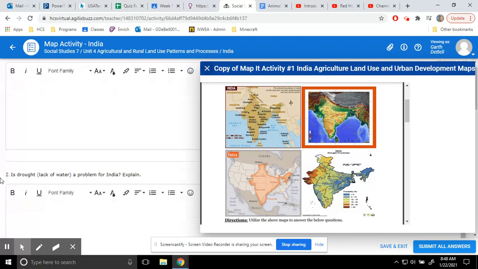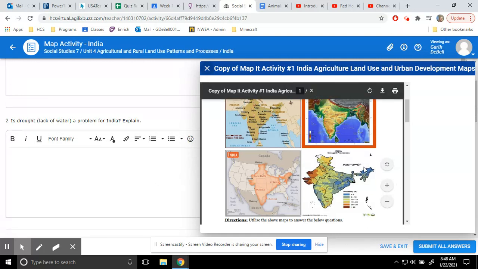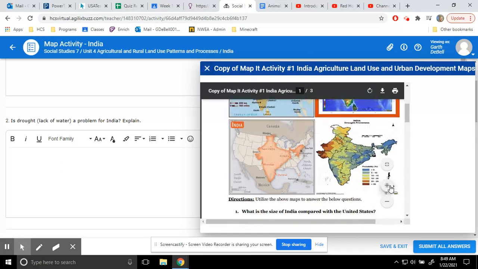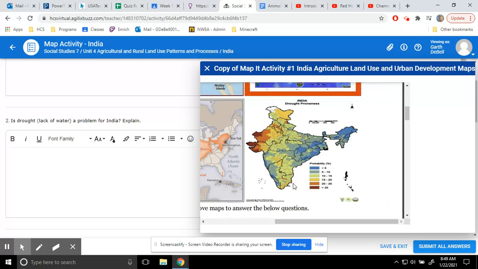All right. Is drought, the lack of water, a problem for India? And I want you to explain. So you're going to come down to this bottom right-hand map. Let's zoom in a little bit. It tells you that the different areas have different chances of drought. This is the probability in percentages that an area is going to have a drought. The areas that are blue have less than a 5% chance to have a drought, like right here. The areas that are lighter blue have 5 to 10, then 10 to 15, 15 to 20, 20 to 25, and 25%.